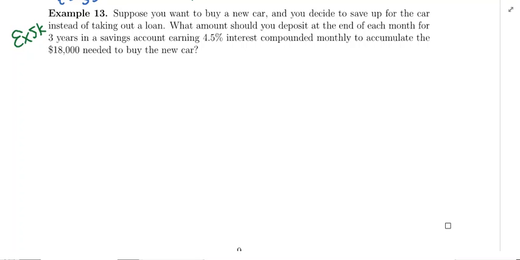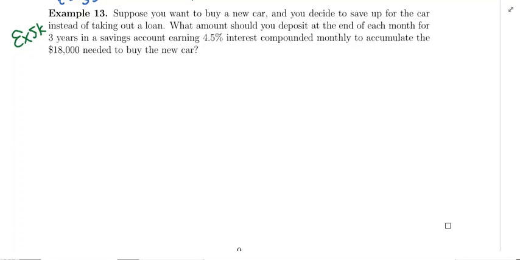Okay, so again, always read through the problem and make sure you fully understand what's going on before attempting to solve it. What's going on here is you're trying to buy a new car. Instead of taking out a loan, you decide to save up for the car. You're going to save so much money at the end of every month for a 3-year period, and then let that money grow through your deposits and the interest, and you're hoping to have $18,000 saved up for the car at the end of the 3-year period so you can buy your new car with that money.